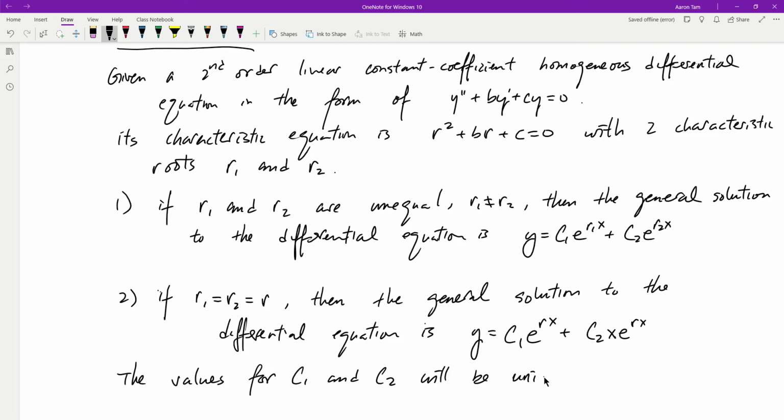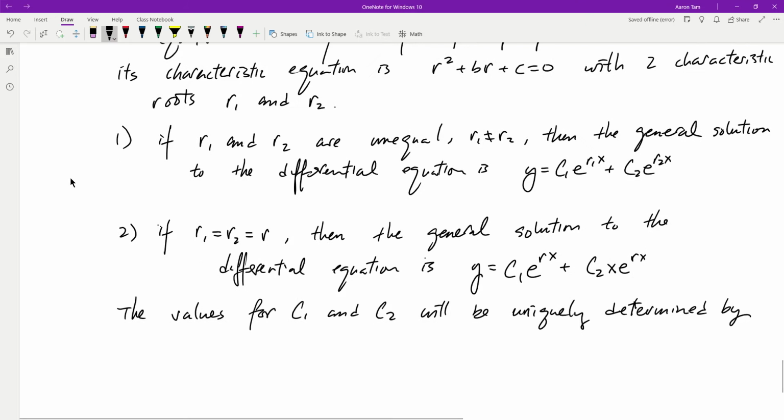Now notice that both of these have c1 and c2. So what do c1 and c2 do? Well, those two values are uniquely determined by what we call the initial condition.